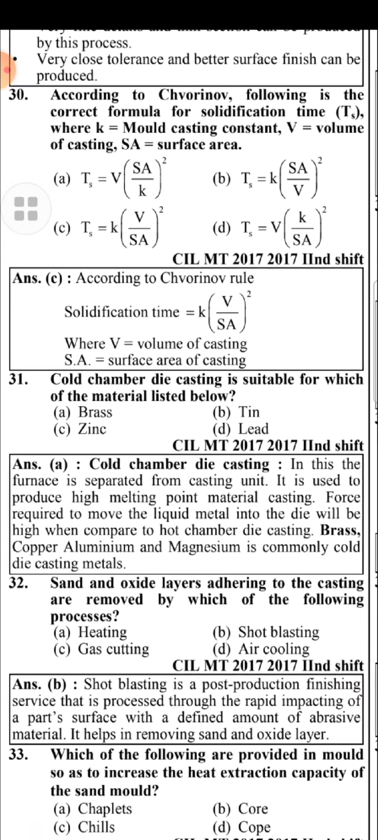Cold chamber die casting is suitable for which of the materials listed below? Brass. In cold chamber die casting, the furnace is separated from the casting unit. It is used to produce castings of high melting point material. The force required to move the liquid metal into the die is high compared to hot chamber die casting. Brass, copper, aluminium, and magnesium are commonly cast by cold chamber die casting.